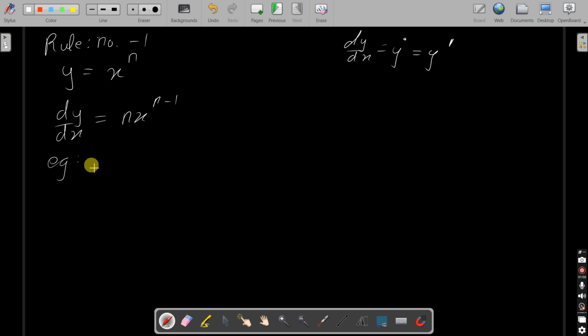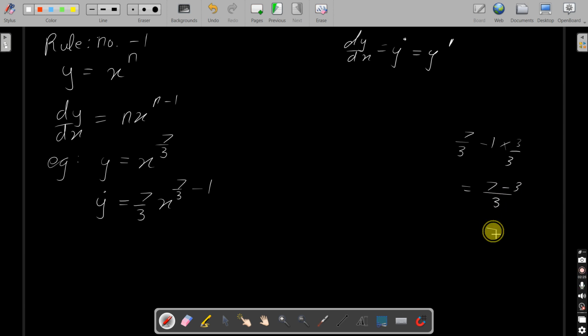Let's take an example. y is equal to x to the power 7 by 3. So y dot, which is differentiation of y with respect to x, will be 7 by 3 x to the power 7 by 3 minus 1. Now 7 by 3 minus 1 into 3 upon 3 is 7 minus 3 upon 3, which is 4 by 3. So dy by dx is 7 by 3 into x to the power 4 by 3.